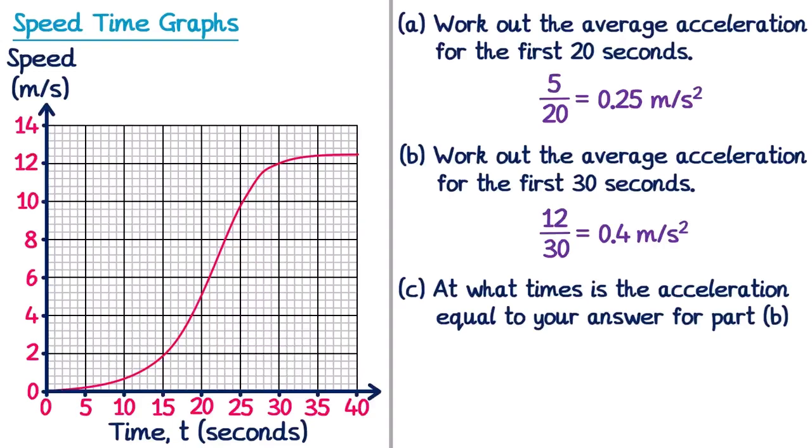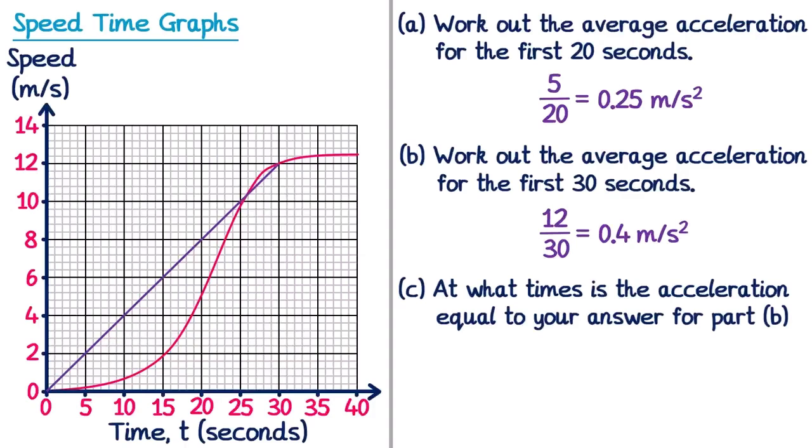In part C of this question, it asks us the times when the acceleration is equal to the answer from part B. In part B, we got the answer of 0.4 meters per second squared, which came from the gradient of this line here. So we've been asked to work out the times that have the same acceleration, so they must have the same gradient. So we want to find the points on this red curve where the gradient of the tangent is equal to the gradient of this purple line.